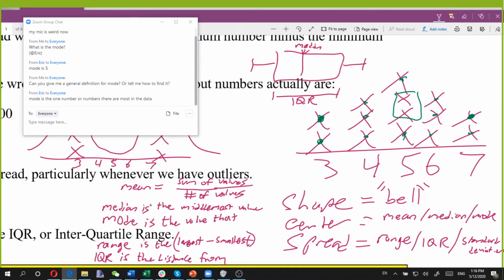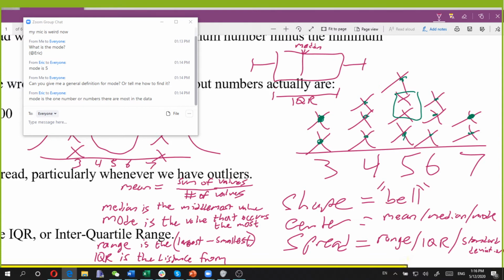Perfect. From the 25% mark to the 75% mark. So in English, we would say that's from Q1 to Q3. Okay, and Eric's answered up here. The mode is the number that occurs the most.